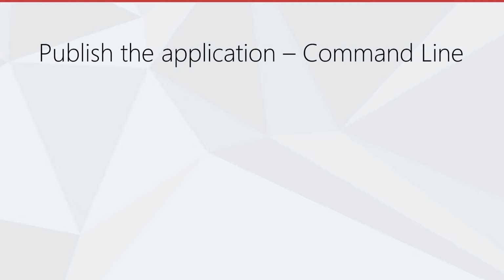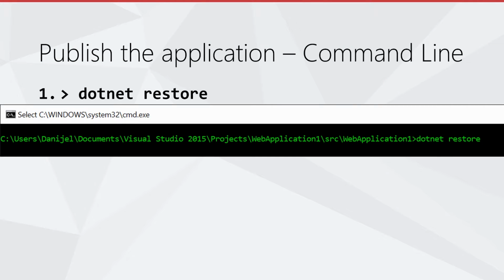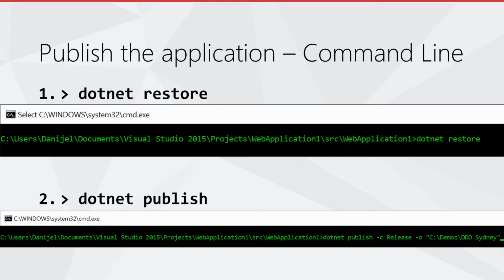You go to the command line. So you move to your project, whatever that is, and you call dotnet restore on that one. Now pay attention. I am in my WebApplication1 folder, because that's where my project.json file is. So when I run dotnet restore somewhere else, it's not going to work unless I specify what exactly I'm trying to restore. Then I call dotnet publish, and I dump everything to my C drive folder. So it's C demos DDD Sydney.